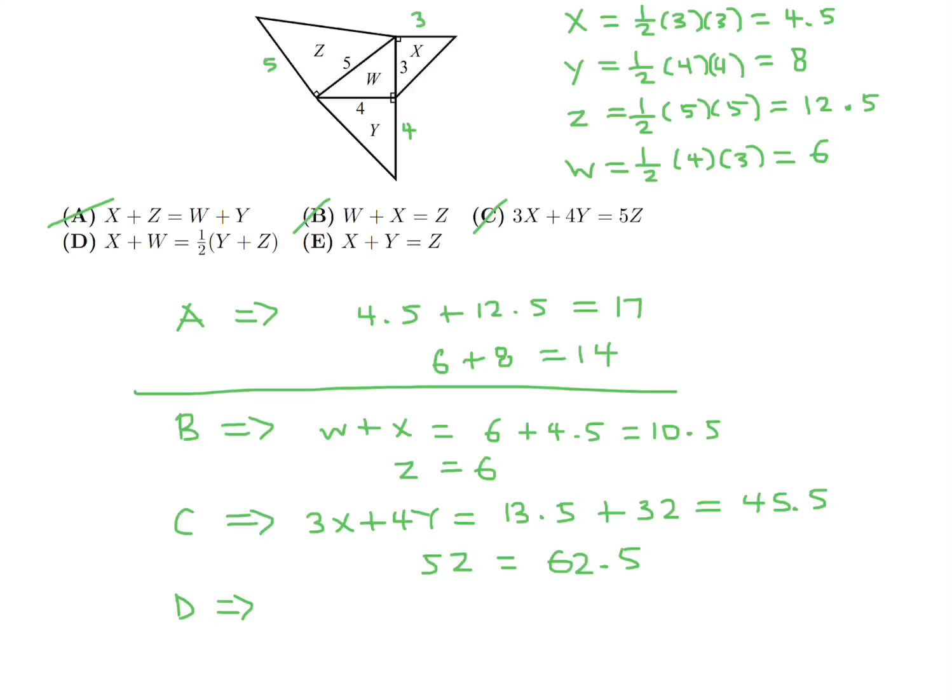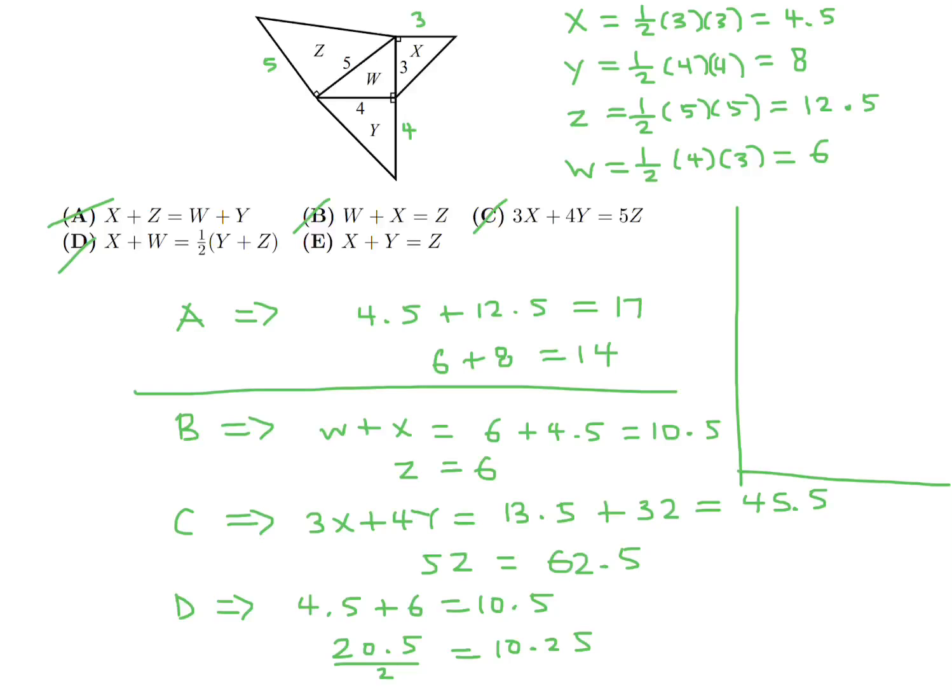X plus w, 4.5 plus 6 is 10.5. And we got half of y plus z. Y is 8, z is 12.5, so 20.5, half of that. 20.5 divided by 2 is 10.25. Ooh, we came close there, but that's not the one either. All right, so E has to be correct, unless I made some boo-boo, which I hope I didn't.